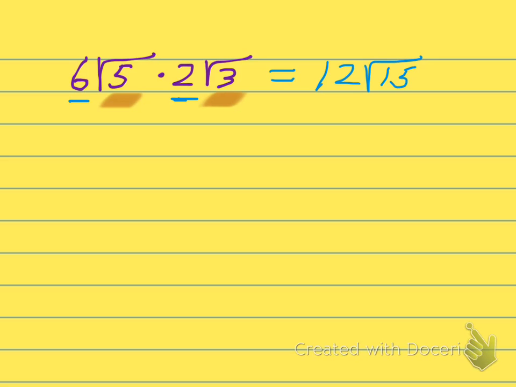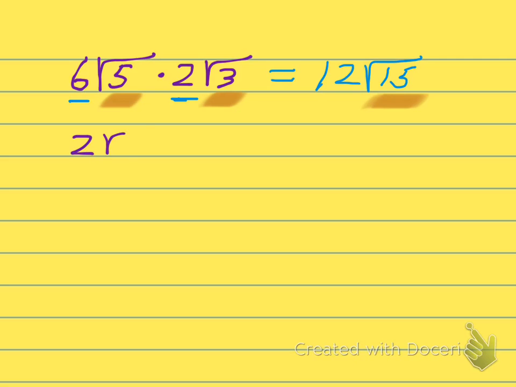Now, in this case, I'm done. I always have to check this square root of 15 to see if there's anything I can take out of square root of 15 that's a perfect square other than 1. And in this case, that answer is in simplest form. But this one won't be.